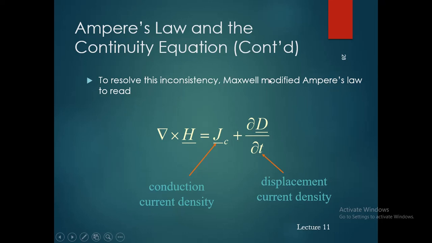Maxwell modified the total Ampere's law to read del cross H is equal to J plus ∂D/∂t. That is nothing but D dot. D dot is the displacement current density, and J is the conduction current density. So we must know the difference between the different current densities like conduction current density, displacement current density, and convection current density.